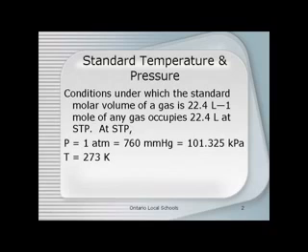Quick reminder, again, you can pause this at any time and write down what would be helpful to you. But standard temperature and pressure are the conditions under which the standard molar volume of a gas is 22.4 liters. So at STP, 1 mole of any gas, doesn't matter what it is, occupies 22.4 liters. And STP, again, as a reminder, the pressure is 1 atmosphere, or if it's expressed in millimeters of mercury or torr, it'll be 760 millimeters of mercury or torr, or in kilopascals, 101.325 kilopascals. The temperature, thankfully, is always expressed in Kelvin, and it would be 273 Kelvin.